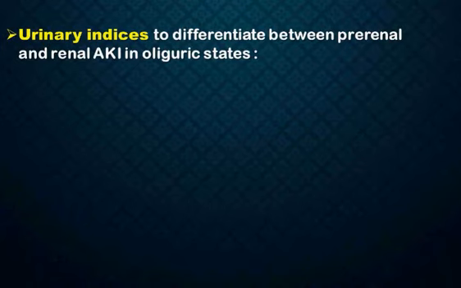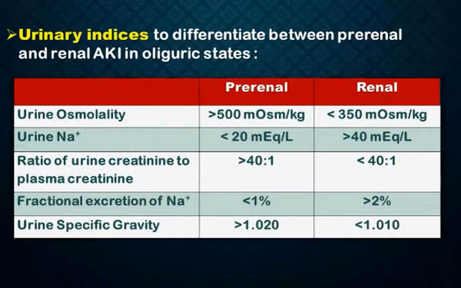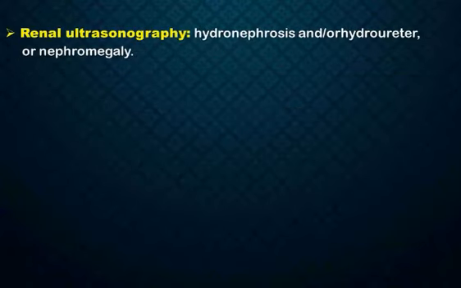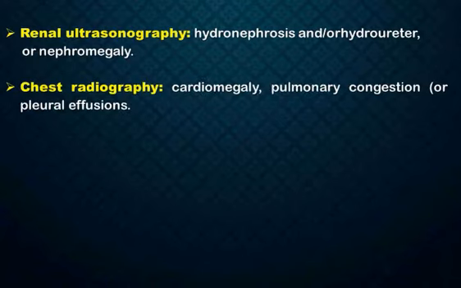Urinary indices are also important regarding the sodium, the osmolality, and the specific gravity. These differentiate between prerenal and renal causes if there are changes in these parameters, as you see in this table. Ultrasound is important, because if there is hydronephrosis, hydroureter, or nephromegaly, this means obstructive uropathy. Chest radiograph is done to see if there is heart failure, pulmonary congestion, pulmonary edema, or pleural effusion, signs of overload.